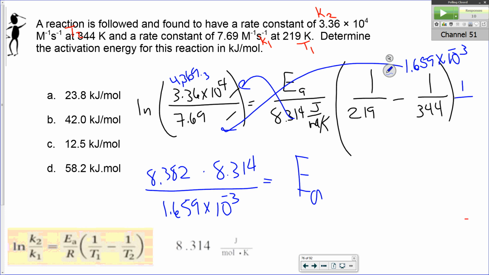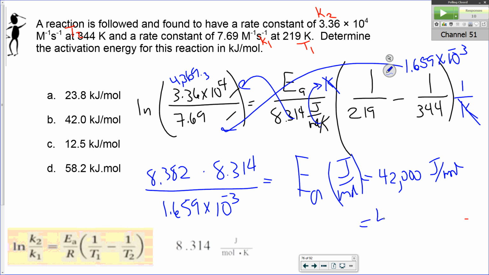This was in units of inverse Kelvin. This was on the bottom, so the Kelvin were up here. The Kelvin cancels out. This is going to be units of joules per mole. So divided by 8.4... And I got basically 42,000 joules per mole. That matches an answer.